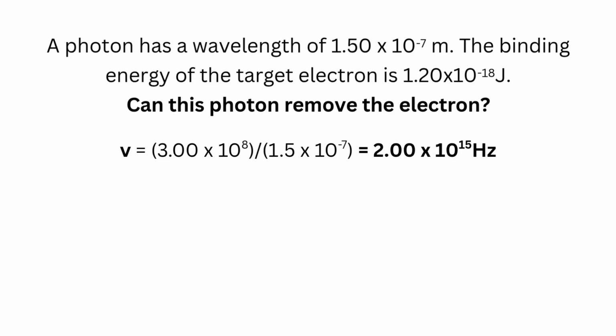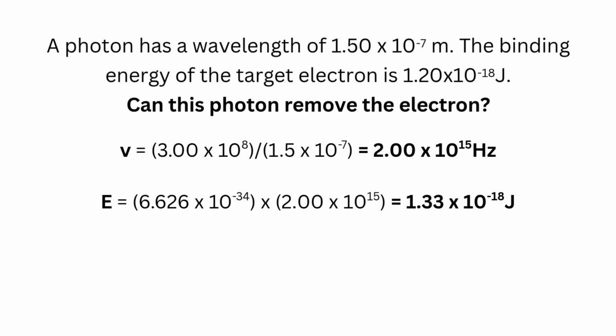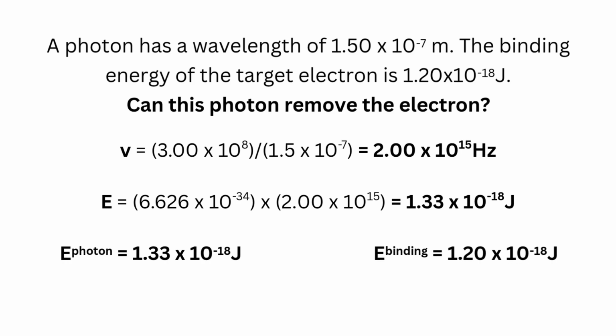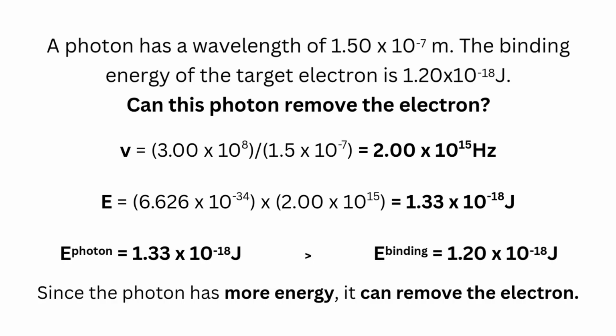Step 2: plug this value of frequency ν into E = hν. So E equals 6.626 × 10^-34 times 2 × 10^15, which gives us 1.3 × 10^-18 joules. Step 3: compare to binding energy. Photon energy: 1.33 × 10^-18 joules. Binding energy: 1.2 × 10^-18 joules. Since the photon has more energy, it can remove the electron.